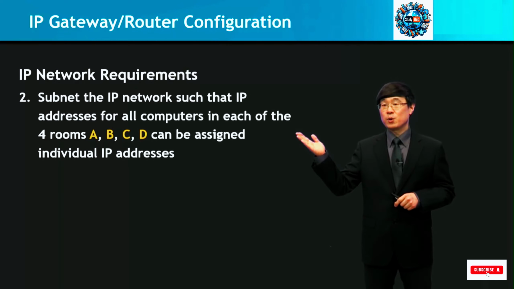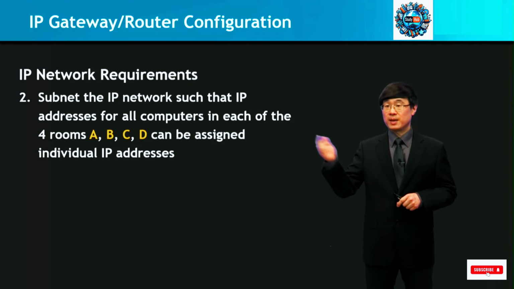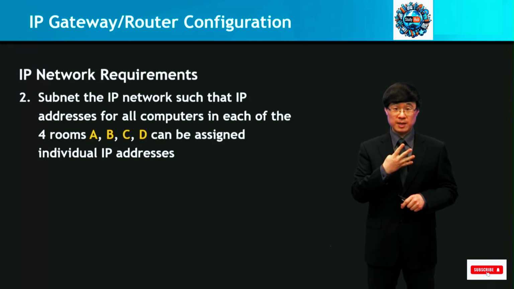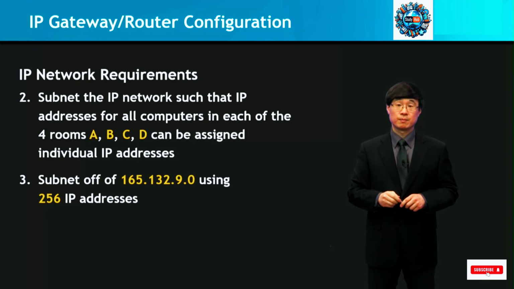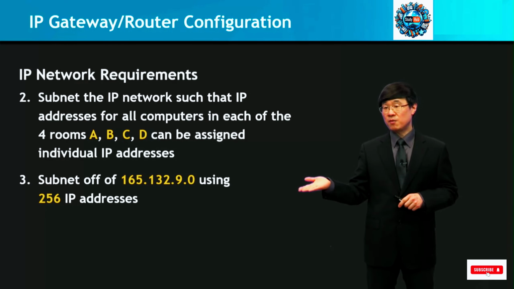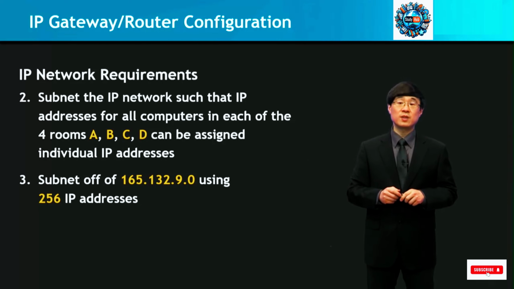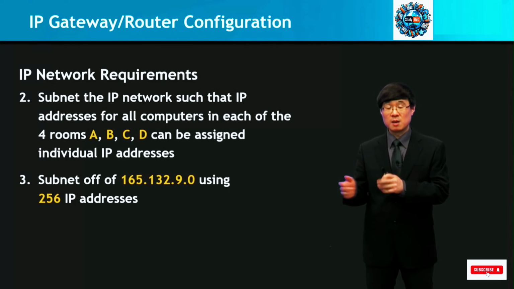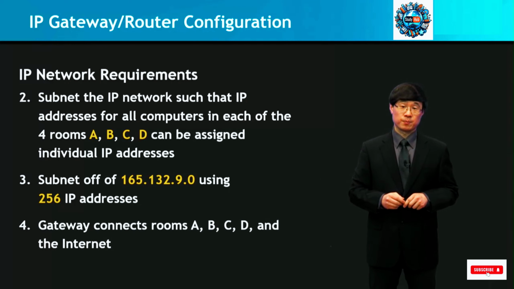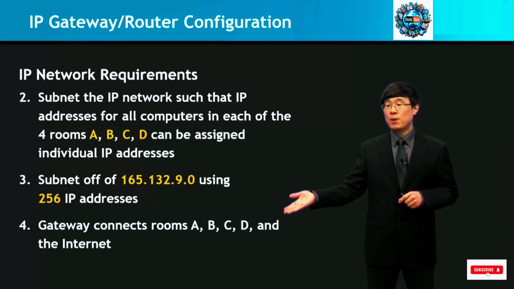First, we're going to subnet the IP network. And like I said, we have 4 rooms, A, B, C, D. And we're going to subnet off of 165.132.9.0, and we're going to use 256 IP addresses to do that. That's what was given to us by the network administrator. Now, the gateway connects these 4 rooms and the internet.